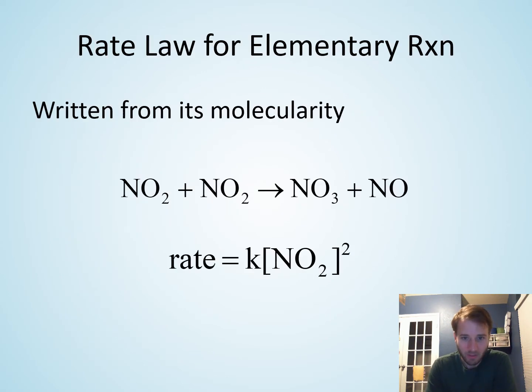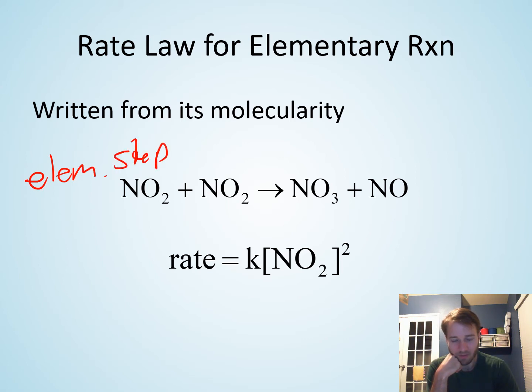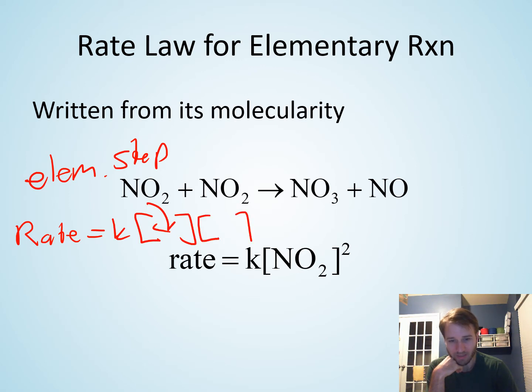So the rate law for an elementary step is directly written from its molecularity. What does that mean? Here I have an elementary step. The rate law of this elementary step is just the rate equal to the rate constant times the concentration of your reactants together. So the concentration of NO2 times the concentration of NO2. If I had more reactants, I'd keep on plugging them in.